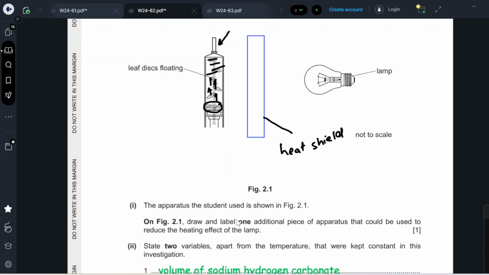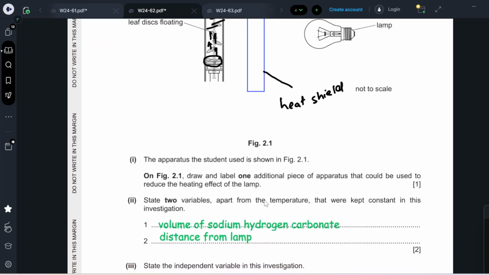The apparatus is shown. Draw and label one additional piece that could be used to reduce the heating effect. The lamp gives out light, which gives out heat. I put the heat filter or heat shield. The heat filter or the heat shield absorbs the heat. Only the light will pass.